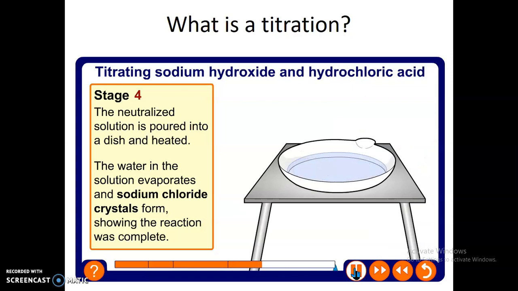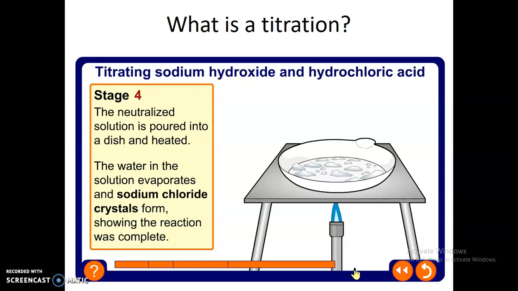This is just now containing the salt and water, and what you would then do is you would evaporate off the water very, very gently until you are left with just the salt. That's how you make a fertilizer. It's just a neutralization reaction with an acid and alkali.